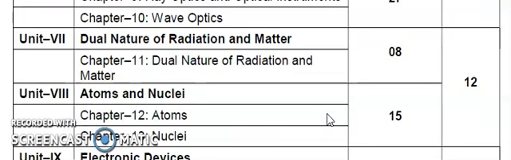Next, unit 7. Unit 7 consists of a chapter called dual nature of radiation and matter. A single chapter is there in the unit, and it is very, very important application-wise. In this chapter, dual nature of radiation and matter, we will elaborate the particle nature and wave nature, their applications, and also study the drawback of the wave nature.